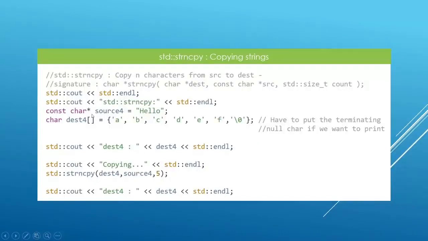Here we have a source string, which is hello. We have a destination string, which is dest4. And we are going to copy stuff. We're going to copy from the source. We're going to paste in the destination. And we are just going to copy 5 characters.